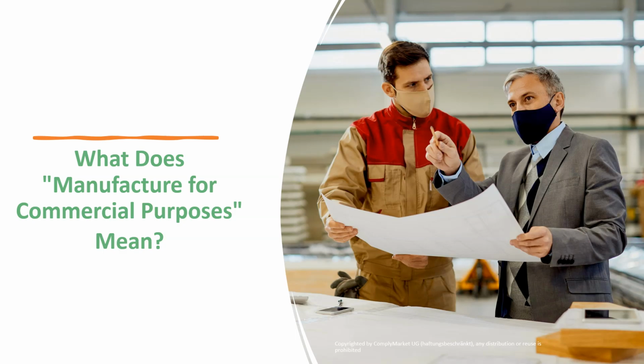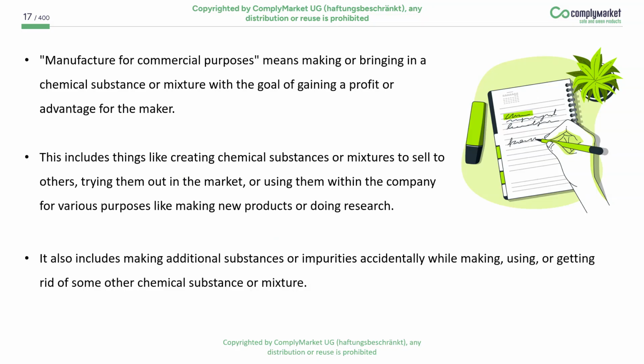What does manufacture for commercial purpose mean? Because that's a key point. Commercial means you are making or bringing a chemical substance with the goal of making money, for a profit, for an advantage. Also, sometimes if you are making a business for free, it is a business. So if you are not doing it for a private purpose, then you are under the scope.